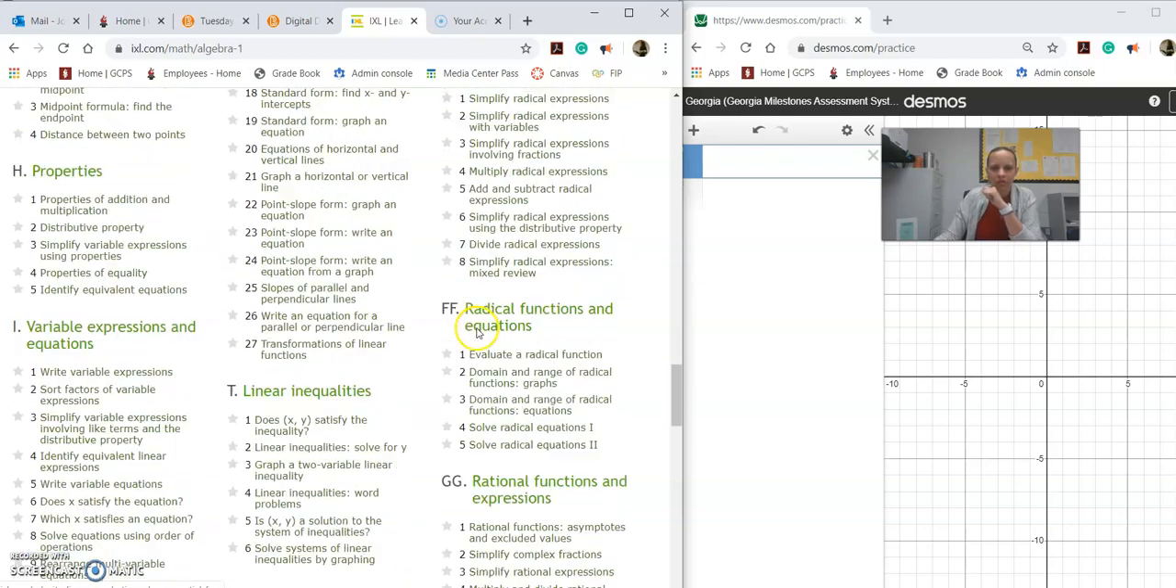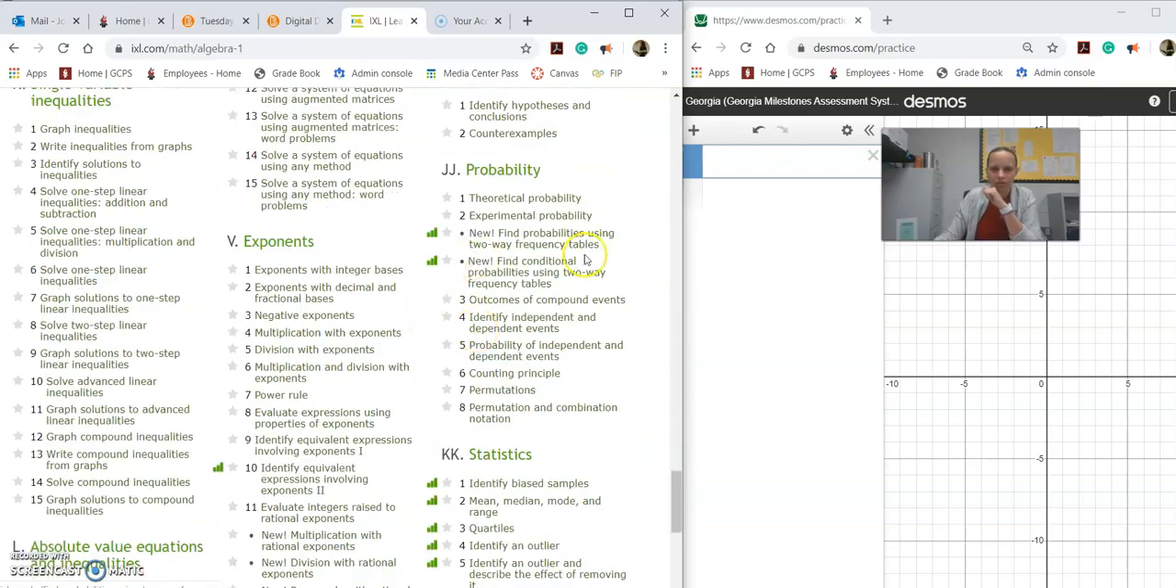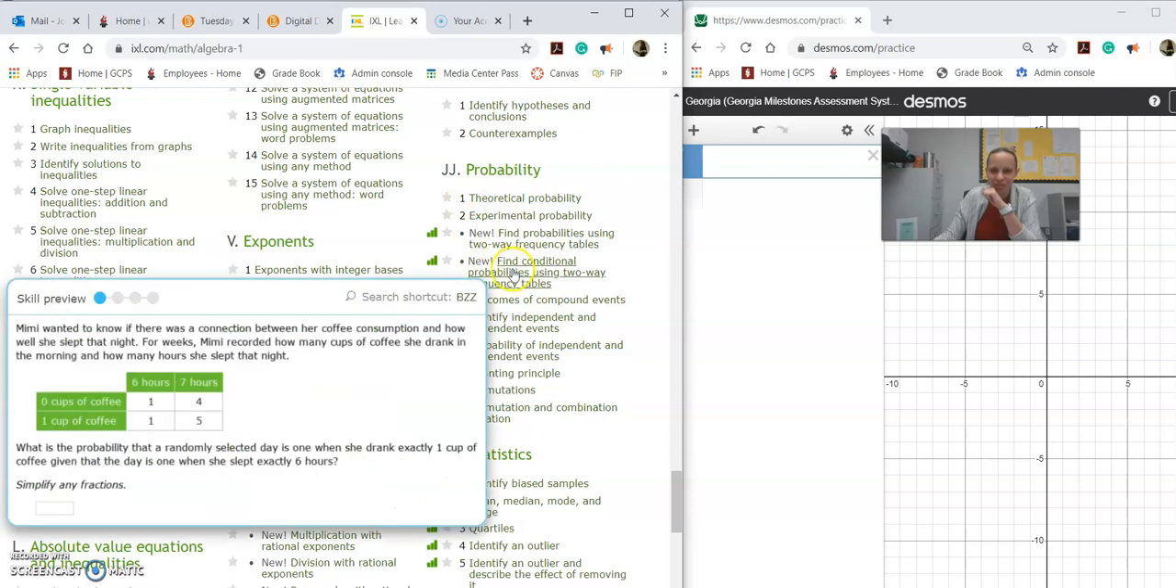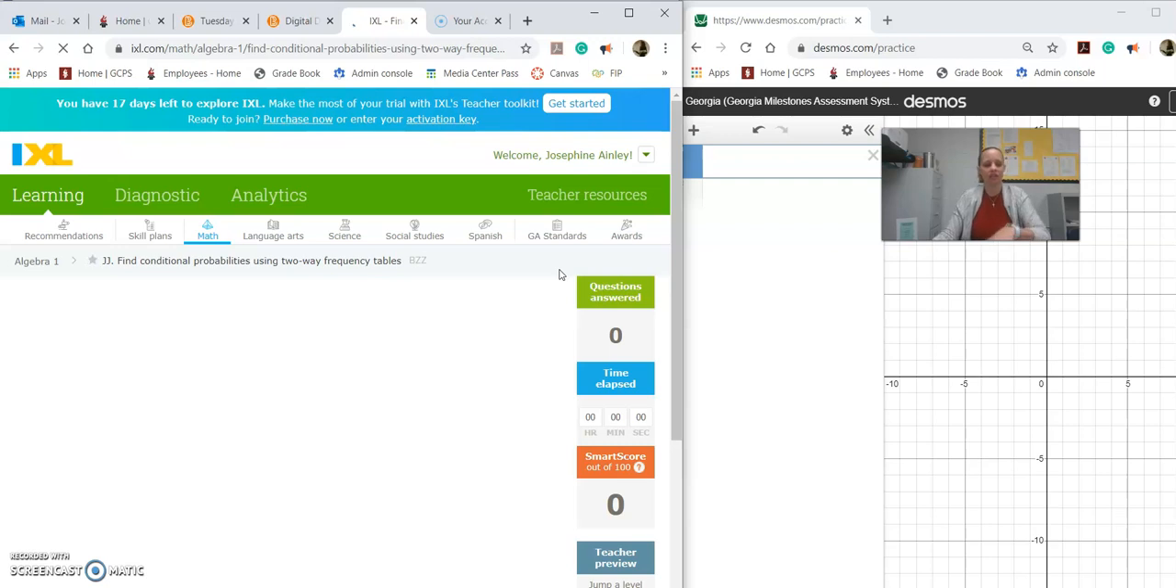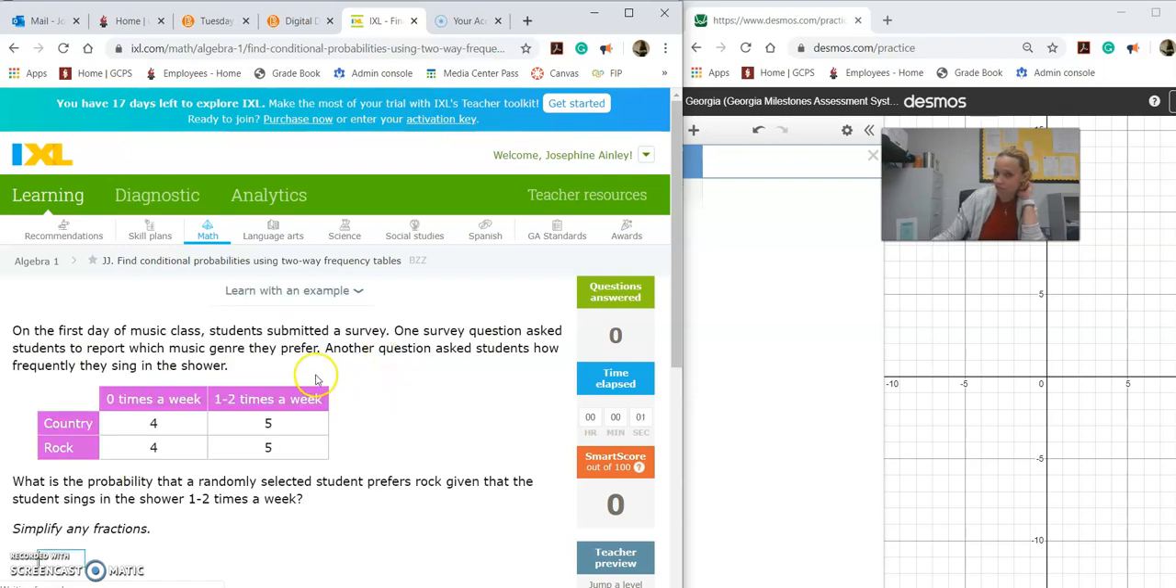All right, guys, I'm going to show you how to do the new JJ, the second one, find conditional probability. Conditional just means, hey, this only happens when this other thing happens. So it's a little bit different than the one we did before. We're going to take a look at some of those questions just in case you're struggling with those.